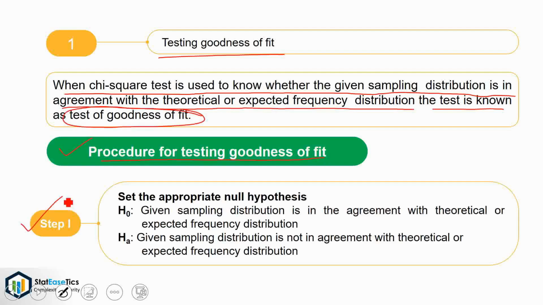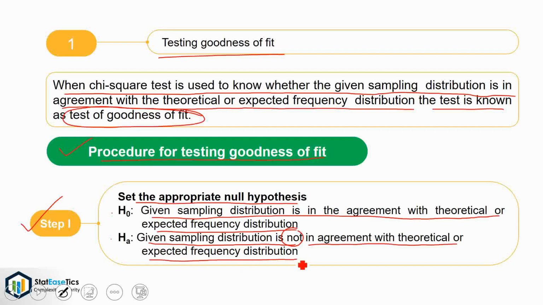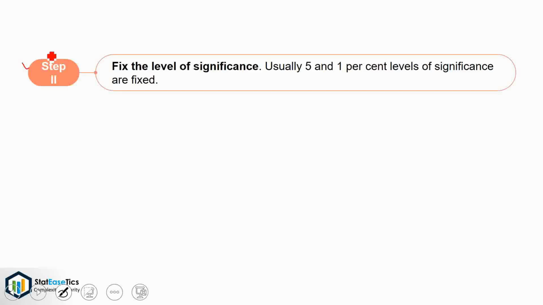The first step is set the appropriate null hypothesis, that is H0: the given sampling distribution is in agreement with theoretical or expected frequency distribution, and the alternative hypothesis will be: the given sampling distribution is not in agreement with theoretical or expected frequency distribution. Step 2 is fix the level of significance. Usually 5 and 1% levels of significance are fixed.